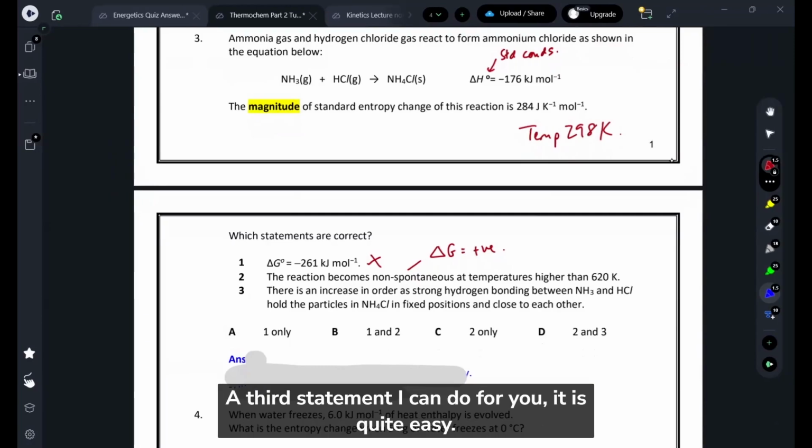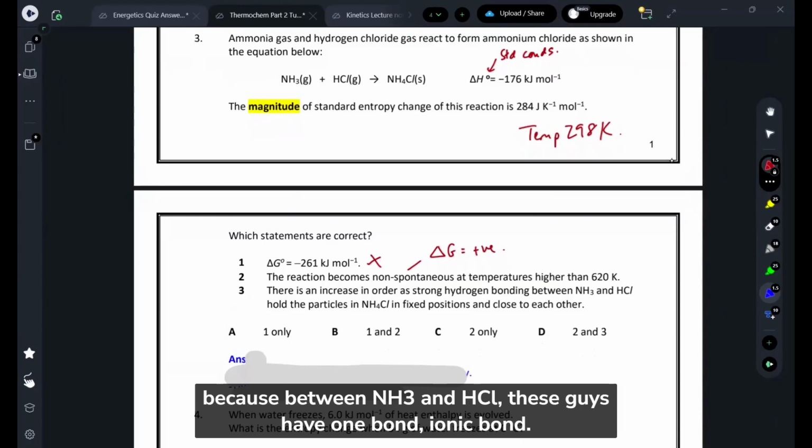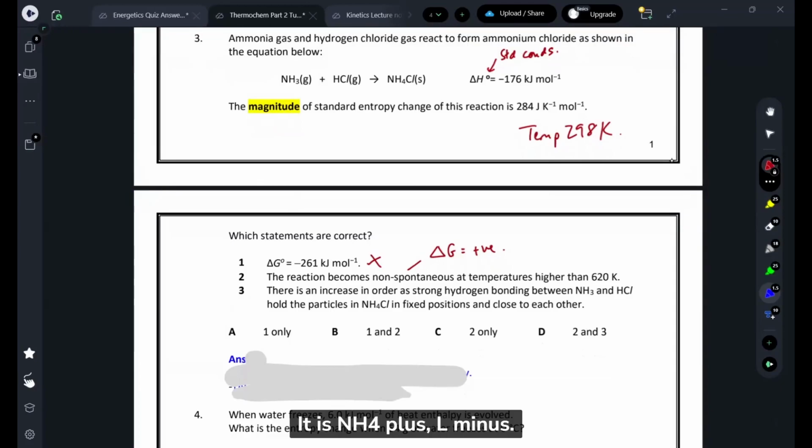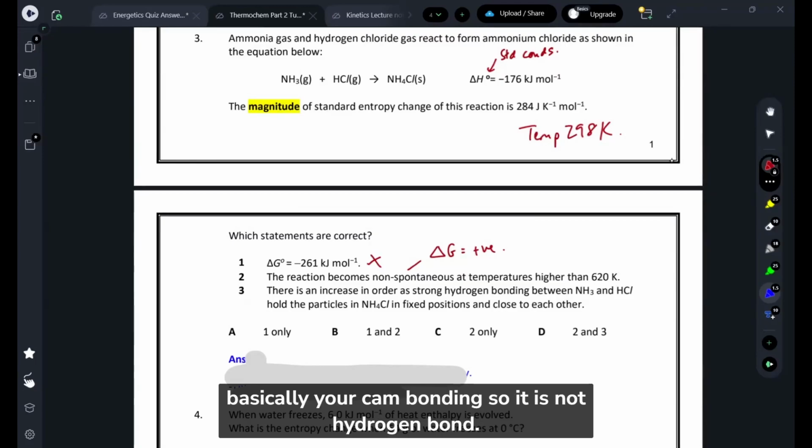Okay, third statement I can do for you. It's quite easy. There's an increase in order as strong hydrogen bond. This is a wrong statement because between NH3 and HCl, these guys have one bond, an ionic bond. It's NH4 plus, Cl minus. So it's not hydrogen bond. The statement is not correct. This one has nothing to do with thermochem. This is basically your chemical bonding.